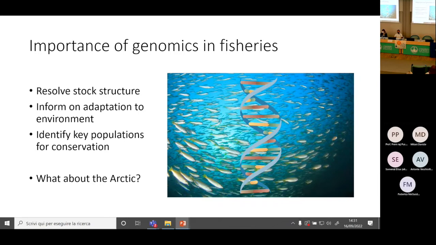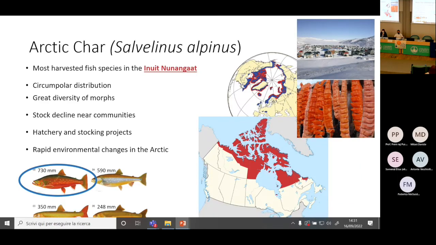But what about the Arctic? The Arctic is a really remote area where not a lot of research has been conducted. So my project tries to fill that gap and provide genomic information on a key species in the Arctic, which is the Arctic char. It's in the family of salmons and trout, so the Salmonidae.